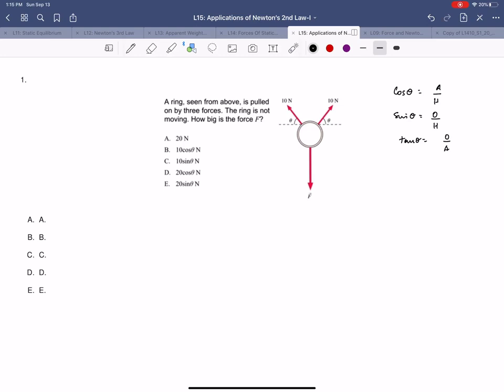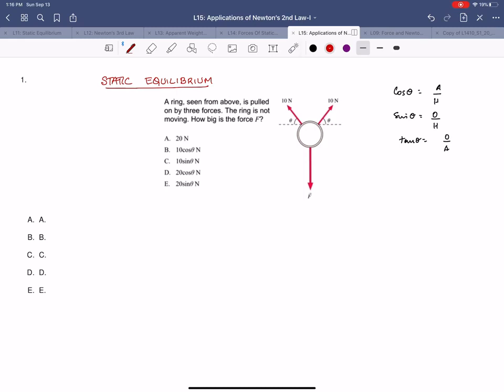In this lecture, we're going to continue applying the concepts of forces and Newton's laws of motion to various problems, both conceptual questions and numerical problems. Let's start with this one, which goes back to our discussion of static equilibrium. As a reminder, static equilibrium is when an object is at rest, which means the net force acting on the object is zero.